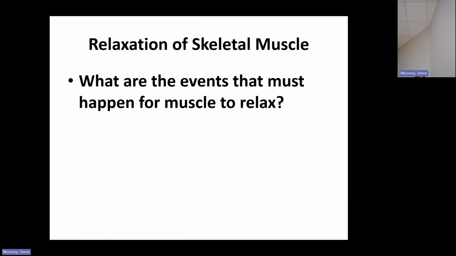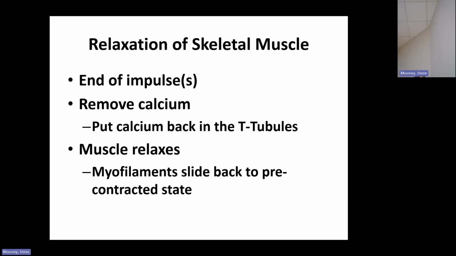So what events must happen for a muscle to relax? We've alluded to these before. We have to stop the impulse. We have to gather up the acetylcholine, and we need to get the calcium back in the T tubules or sarcoplasmic reticulum. So we need to end the impulses coming in, the electrical signal. We need to put the calcium back in those T tubules. Again, they're always trying to gather that calcium up.